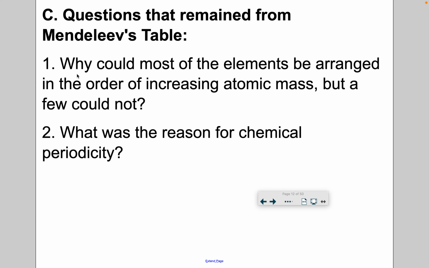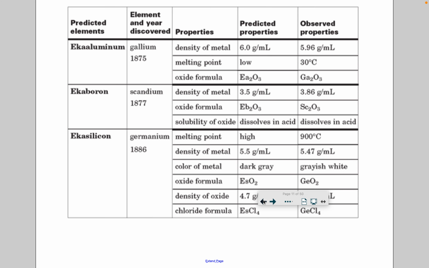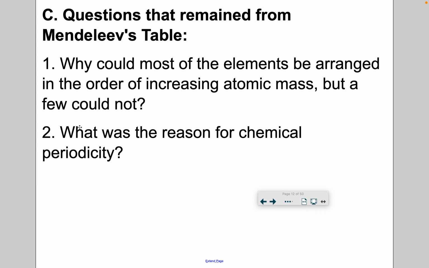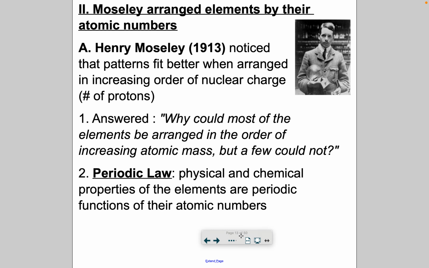Number 1, why could most of the elements be arranged in the order of increase in atomic mass, but a few could not? Why do we have these discrepancies here? Second, what was the reason for the chemical periodicity that we saw? Why does it repeat? So in comes Henry Moseley, early 1900s, and he noticed a pattern that fits better than the increase in atomic mass, and that was the number of protons that it possessed.